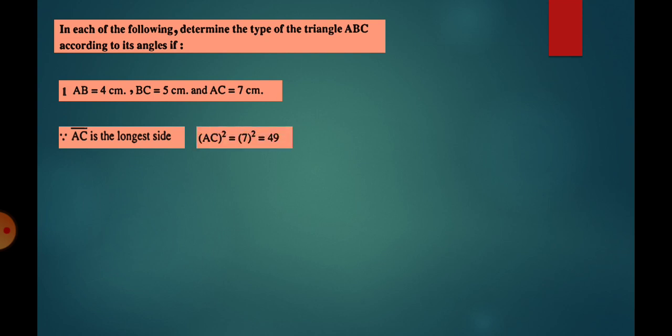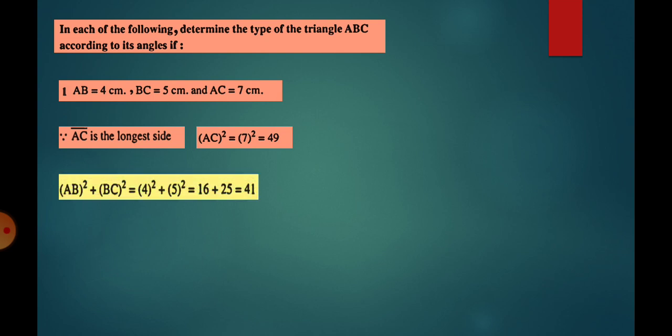AC is the longest side. AC power 2 equals 49. AB power 2 plus BC power 2 equals 4 power 2 plus 5 power 2 equals 16 plus 25 equals 41. Since AC power 2 is greater than AB power 2 plus BC power 2, the square of the longest side is greater than the sum of the squares of the two other sides. Then the angle opposite to AC is an obtuse angle, and the triangle is an obtuse angled triangle.